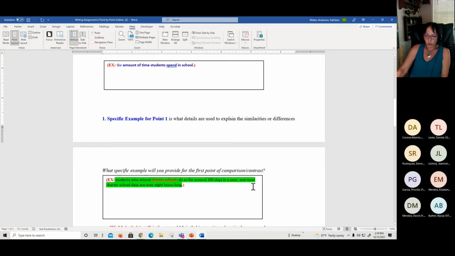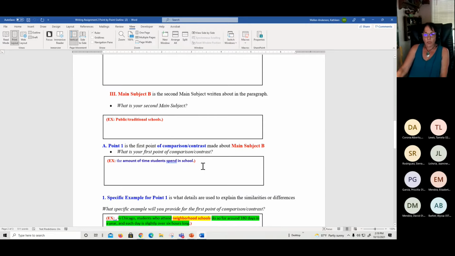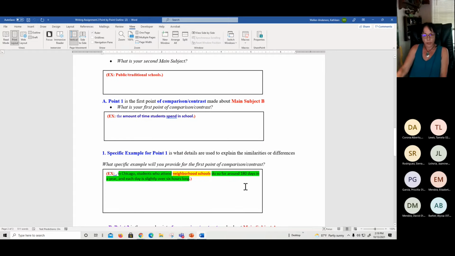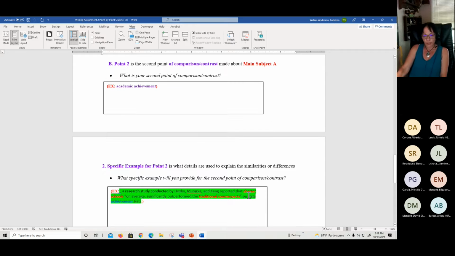So students who attend charter schools do so for around 200 days in a year, and most charter school days are over 8 hours long. Then main subject B is public or traditional schools. So this is where it differs. Instead of going on to the second point of comparison, it goes on to the second main subject. And then we look at the amount of time students spend in school for the second main subject, and we have evidence for that. Then it moves on to the second point, academic achievement, and then a specific example.